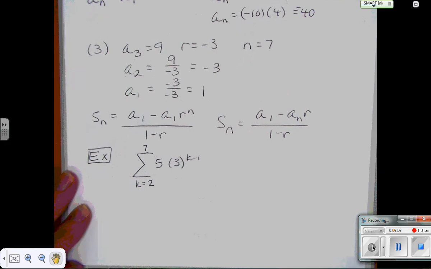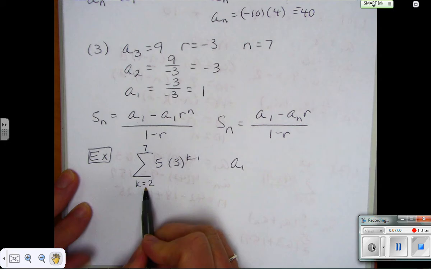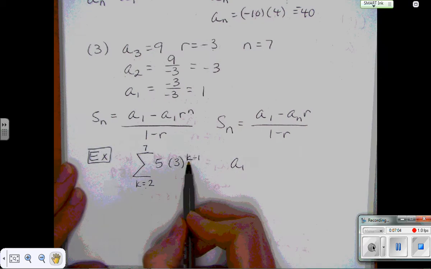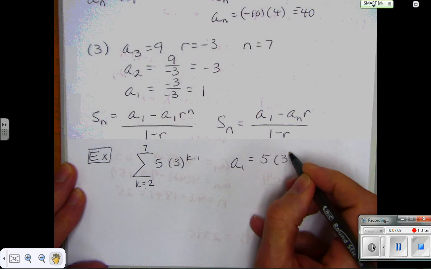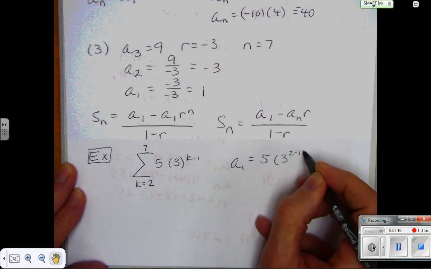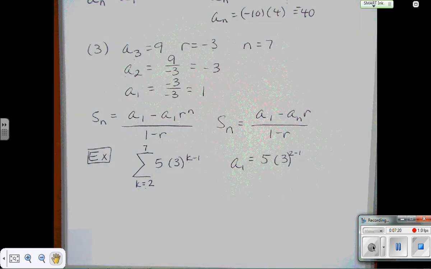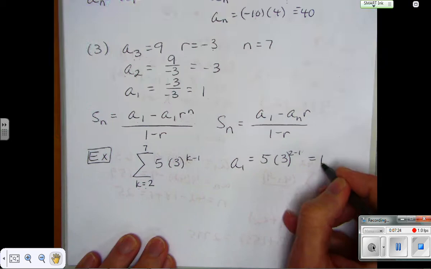Alright, so to get my a sub 1, I'm going to take my bottom number, 2, and substitute it in. So a sub 1 is going to be 5 times 3 to the 2 minus 1 power. Okay, so 2 minus 1 is going to be 1, right? 3 to the first power is just 3. Times 5, that's going to be 15.